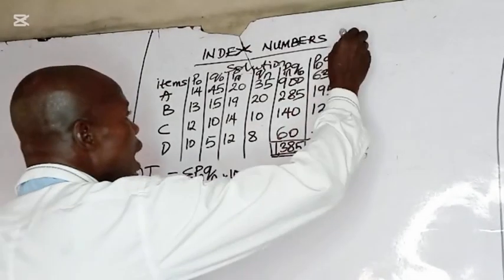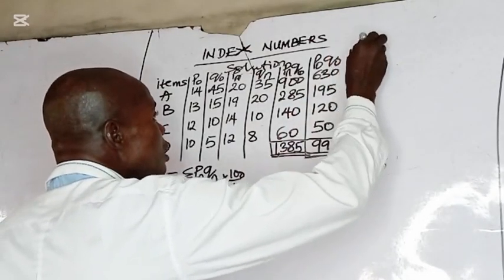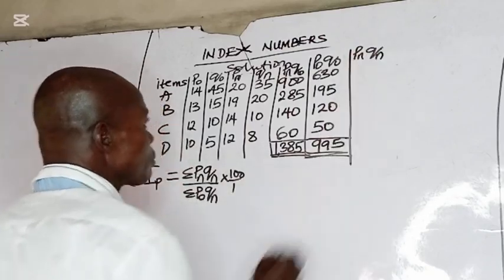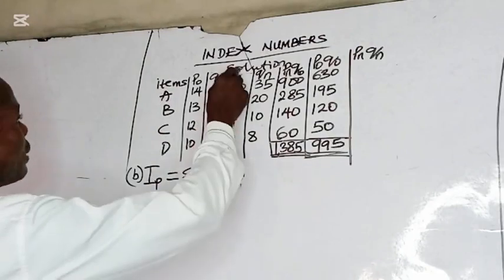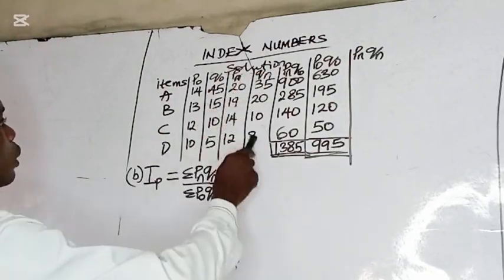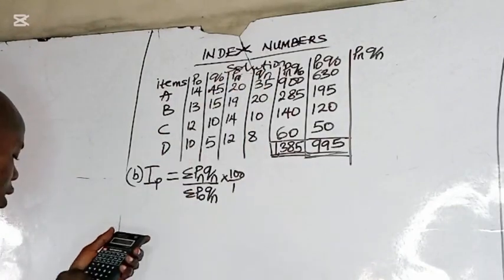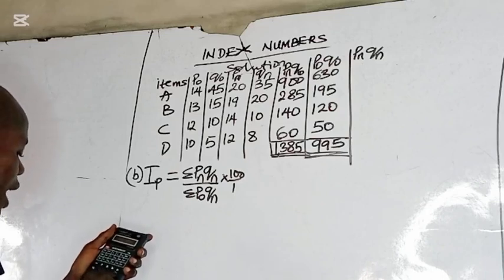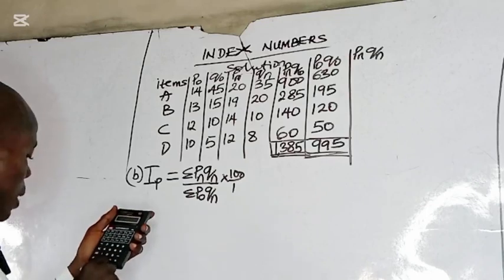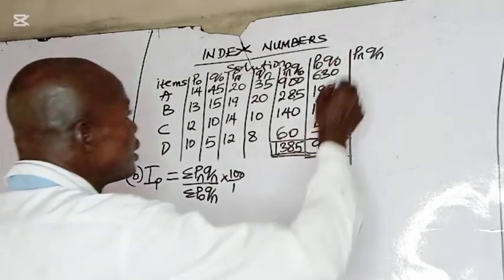Let's create a column for that. Pn, Qn. This is Pn column, and this is Qn column. So the product of the two columns: 20, which is Pn, times 35, which is Qn. That gives us 700.